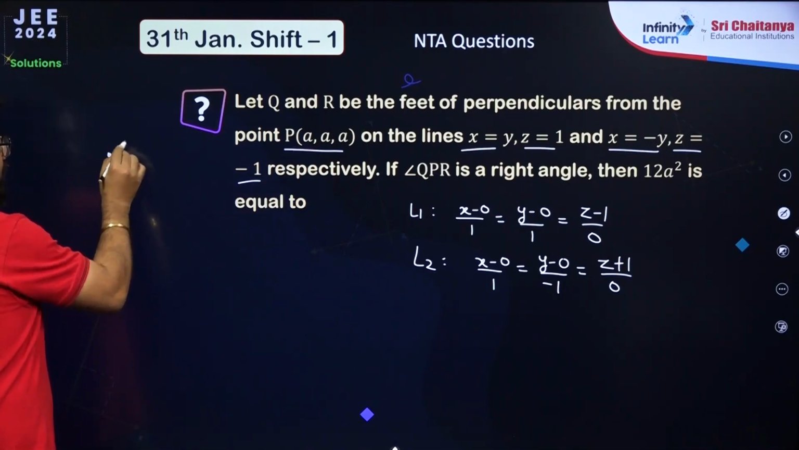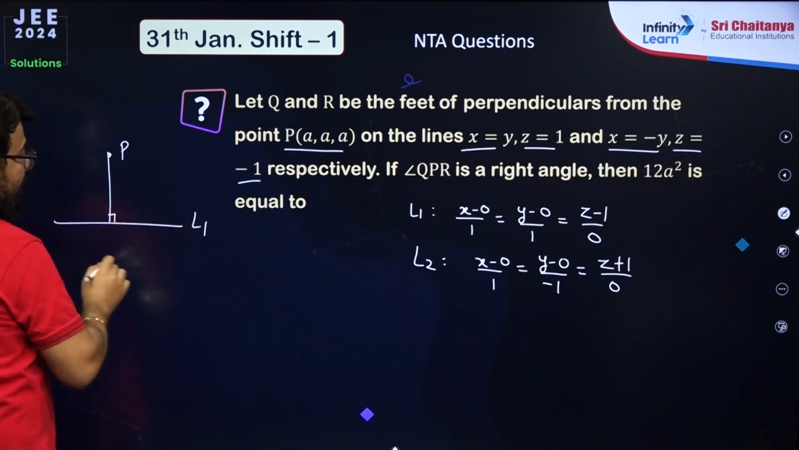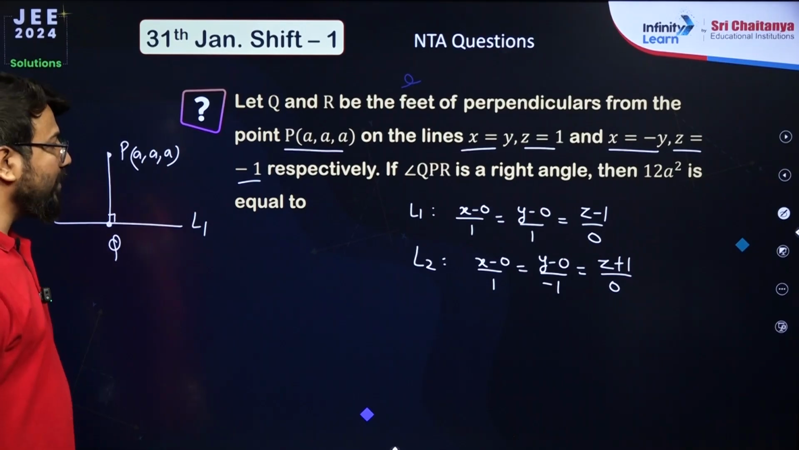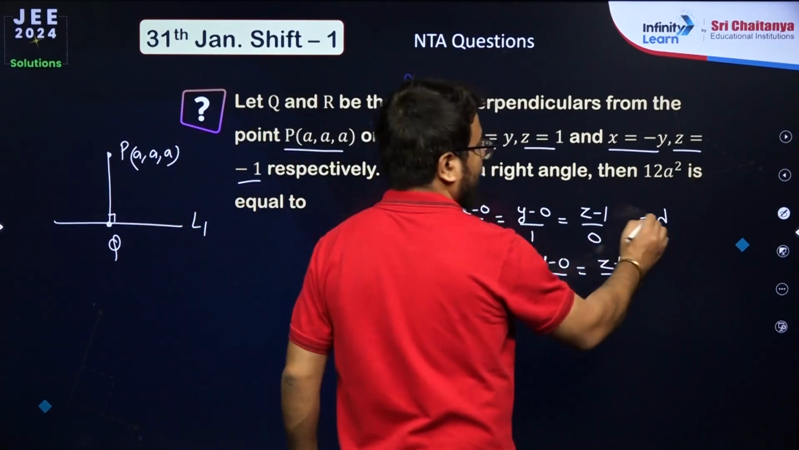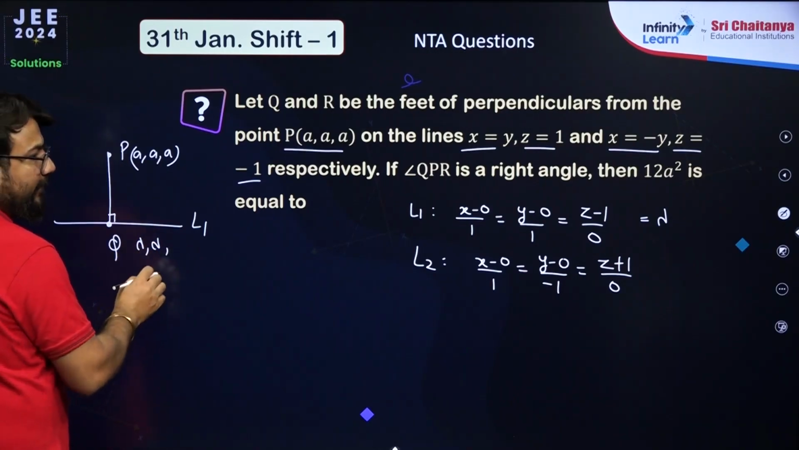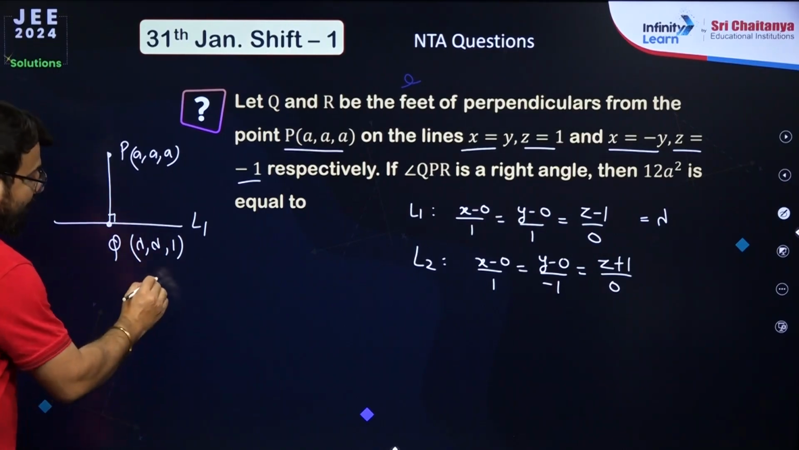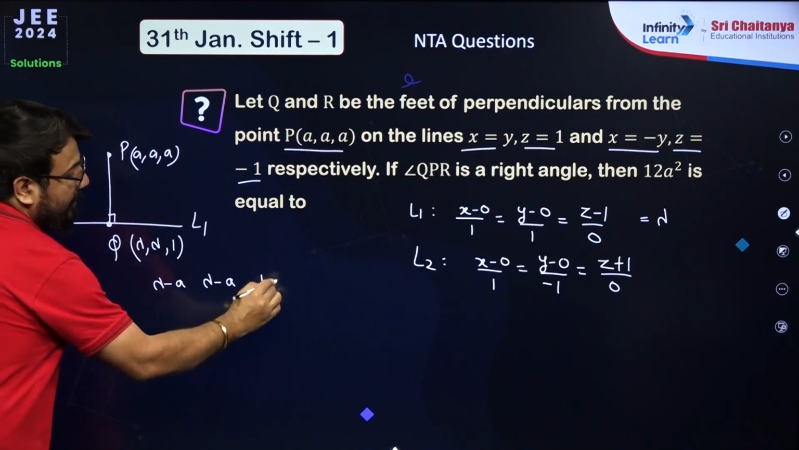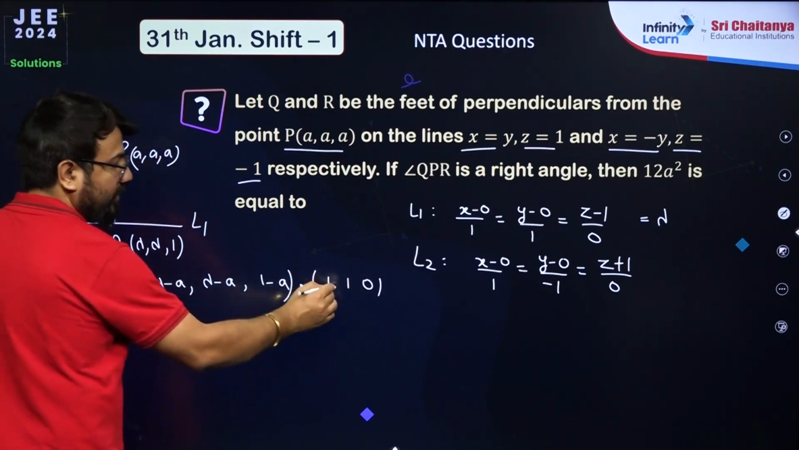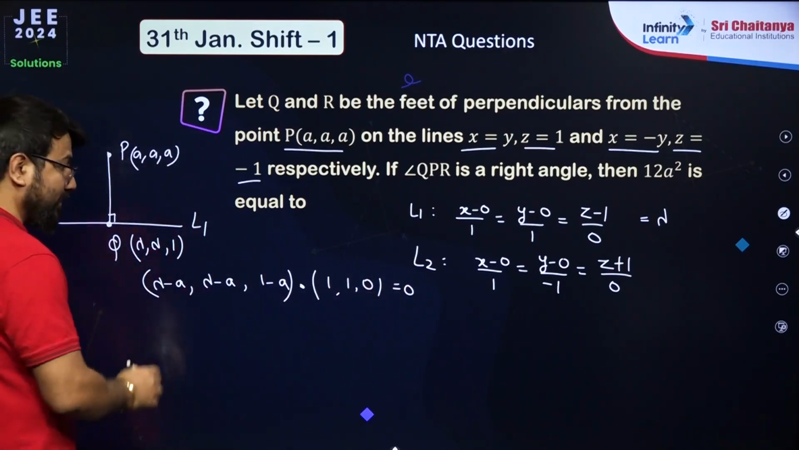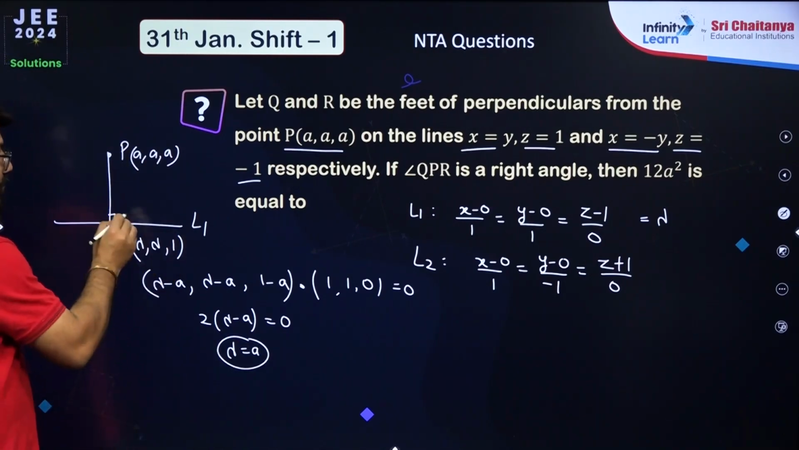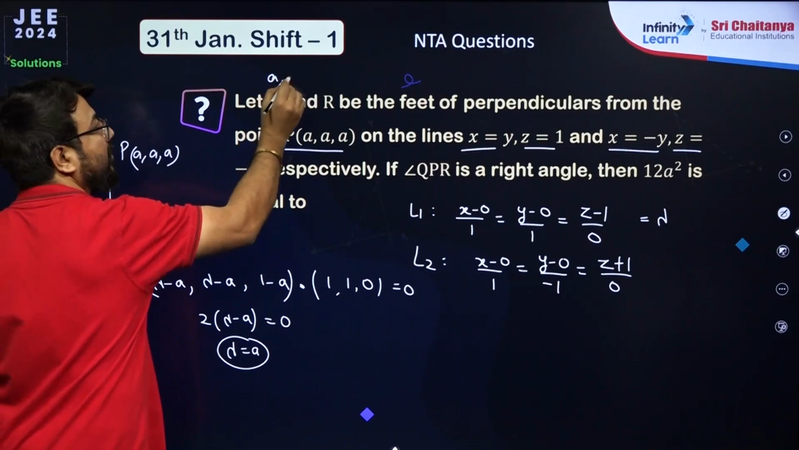So let us drop a perpendicular to line number 1 and get the coordinate of this point Q. How will you be able to do that? If you assume this to be lambda, for example, I will have the point (lambda, lambda, 1). So I know that the vector (lambda-a, lambda-a, 1-a) taken dot with (1,1,0) will be equal to 0, because these two are perpendicular vectors. So it is 2 times (lambda-a) equal to 0, so lambda will be equal to a itself. That means we got the coordinate of the point Q as (a,a,1).